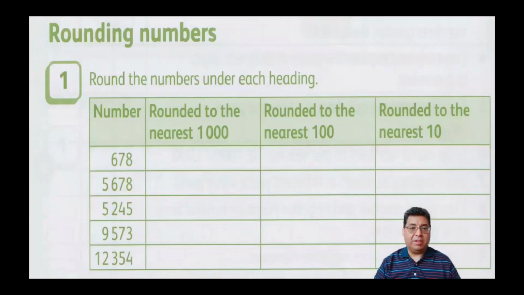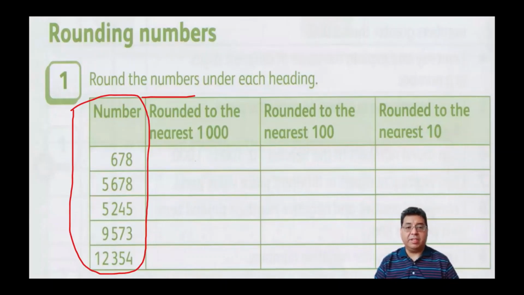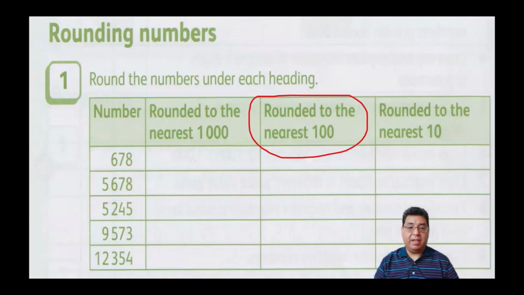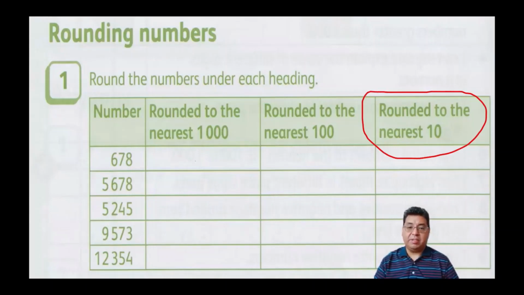For the first one, you're just going to round the numbers under each heading. So again, you've got a number column with these numbers here, rounded to the nearest 1,000. So just go ahead and do what it's asking. Second column, middle column, I should say, it says rounded to the nearest 100. So just do what it asks, round to the nearest 100. And the last one here says rounded to the nearest 10. So just read the numbers and round it to the nearest 10. Okay, just write them in like that.